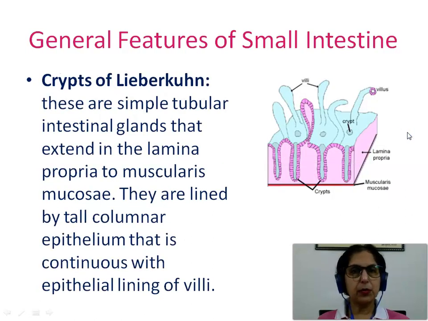Crypts of Lieberkühn. These are simple tubular intestinal glands that extend in the lamina propria and go up to the muscularis mucosae. They are lined by tall columnar epithelium that is continuous with the epithelial lining of the villi. And this diagram here shows us the villi and the crypts. As we see here, the crypts occupy the lamina propria and extend up to the muscularis mucosae.